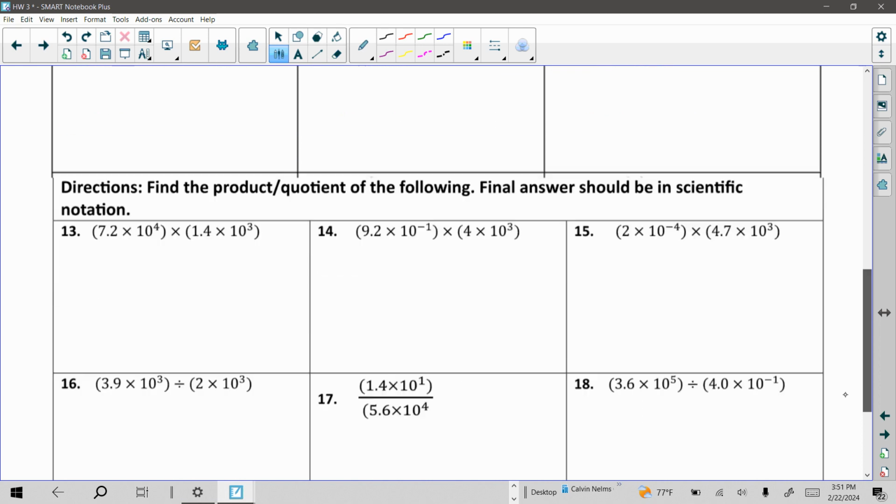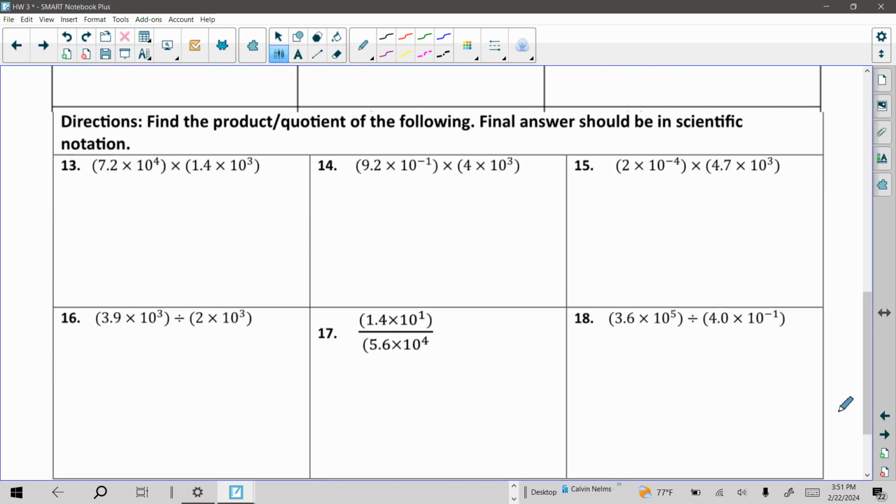Now, this last section, it's the same thing. Your product rule and your quotient rule is the same, even though we have decimals, even though we have scientific notation. So this is like a coefficient, 7.2 and 1.4 are your coefficients. We're multiplying like bases of a base 10. So the coefficients get multiplied together.